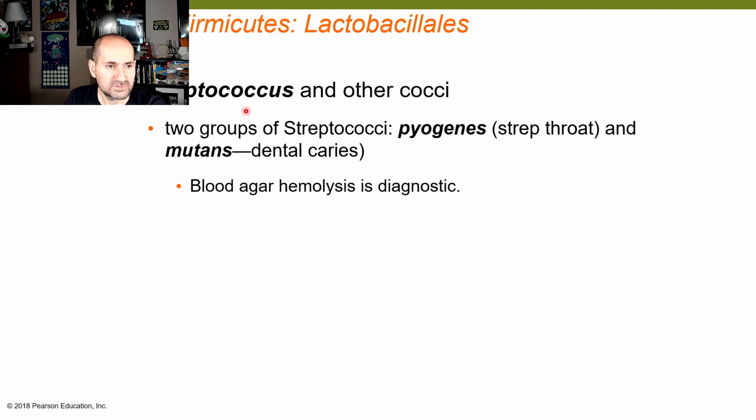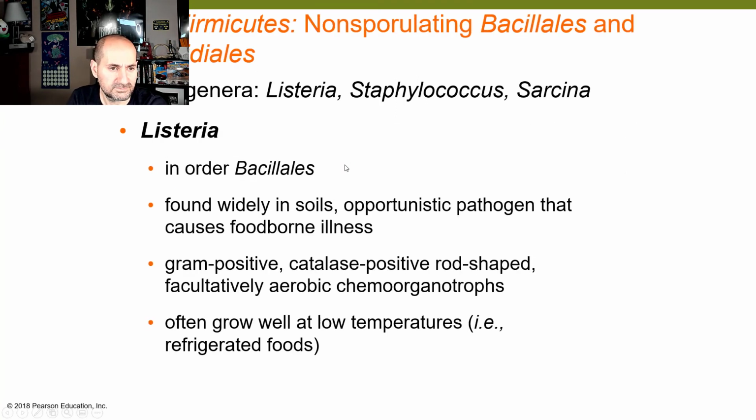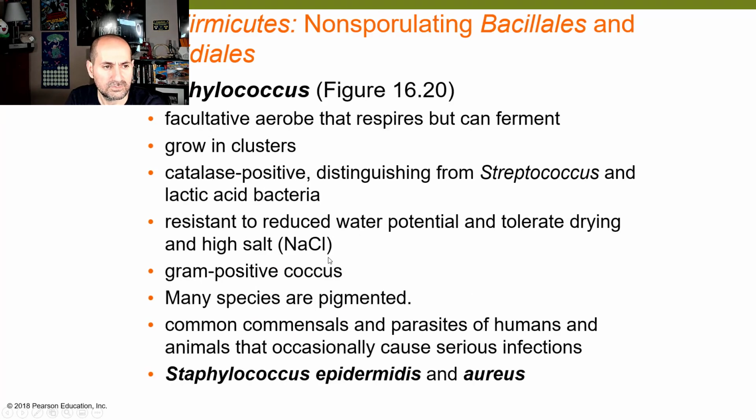Oh, next we talked about Streptococcus pyogenes, which is a causative agent of strep throat, and mutans, which causes dental caries. Remember, dental caries are the same as dental cavities. Listeria, these are also an example of the Firmicutes, and they can grow well at low temperatures and can cause disease and foodborne illness.